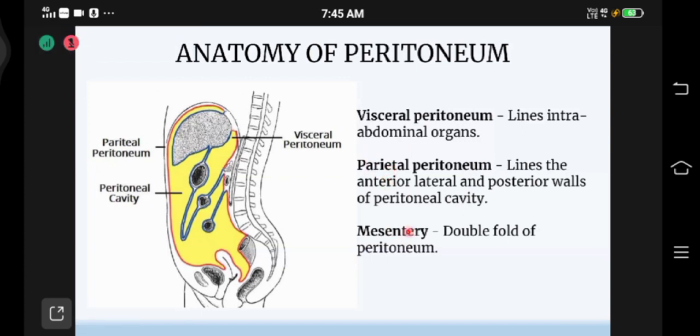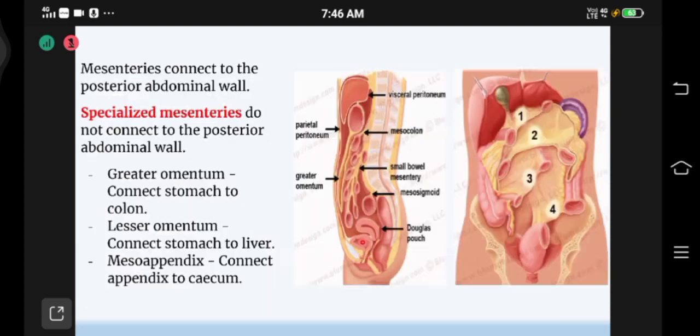Then we have specialized structures of peritoneum called mesentery. Basically, these are the double fold of peritoneum. You can see that this particular one has a double fold here, a double fold of visceral peritoneum, and it encompasses what we call mesentery.